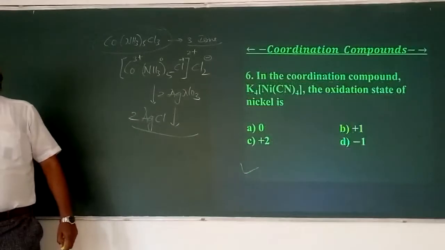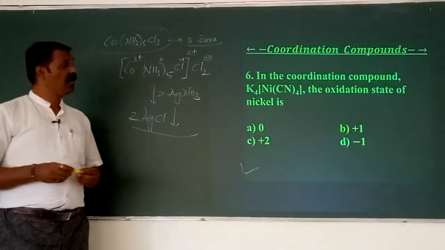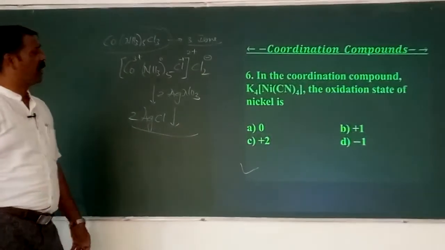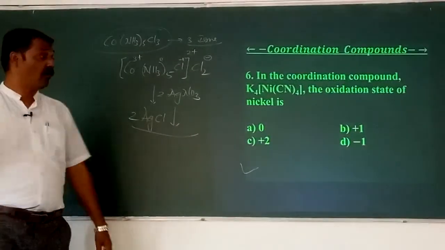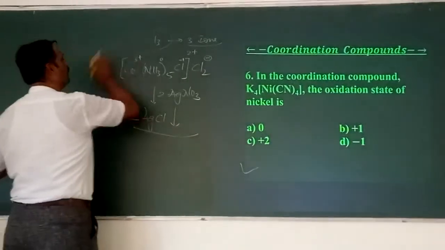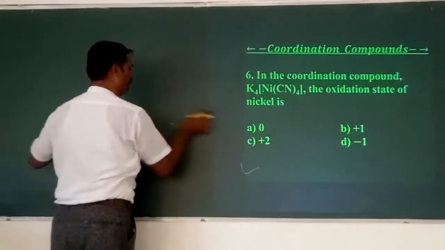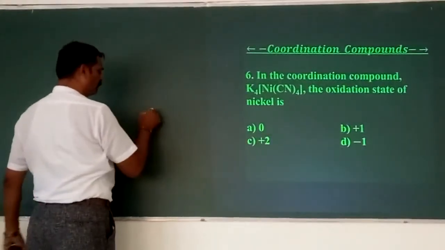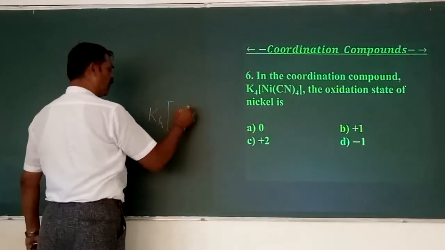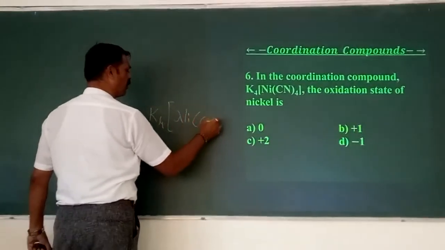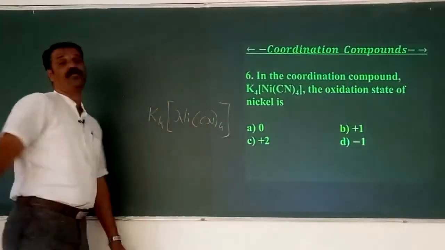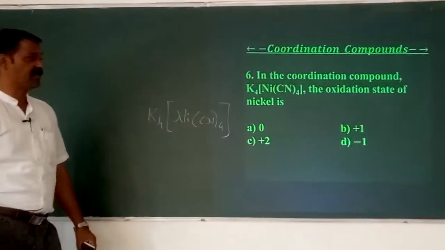Let's move on to the 6th. In the coordination compound K4[Ni(CN)4], what is the oxidation state of nickel? It's very simple here. K4[Ni(CN)4], sorry, we need the oxidation state of nickel.